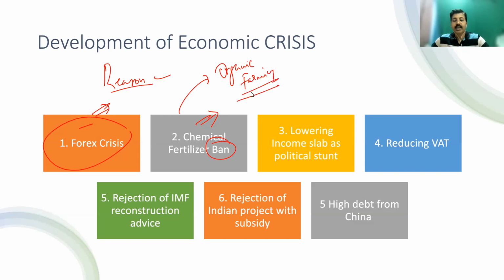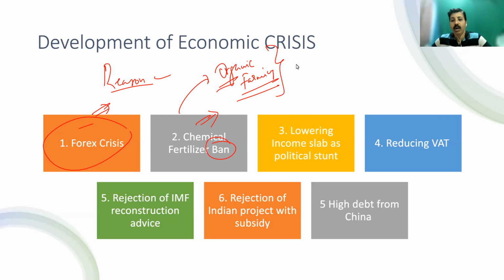You can ask, sir, this is a good step. In fact, organic farming is well and good. Why did it backfire in Sri Lanka? Because what they have done is a good step, but they completely banned chemical fertilizer across the entire Sri Lanka. What happened? They forced everybody to go for organic farming.